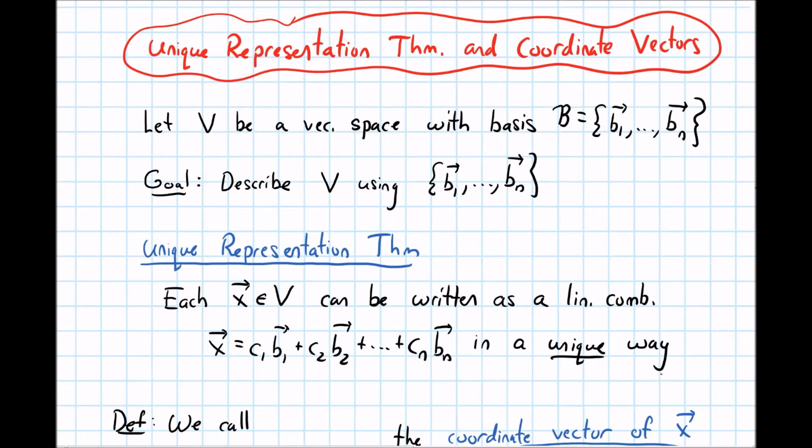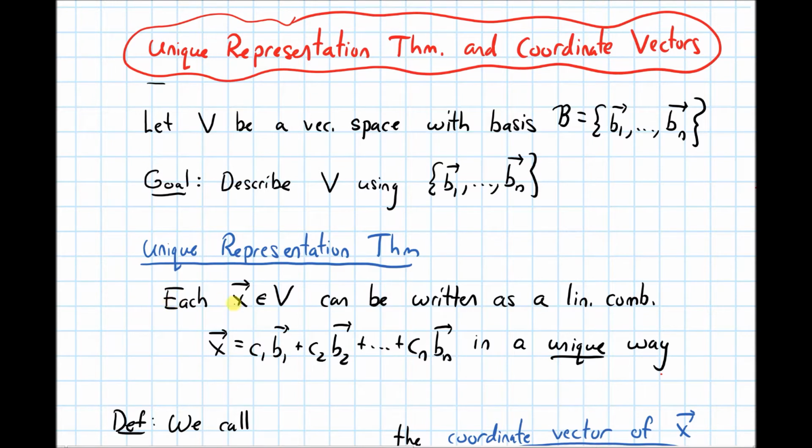In this video, I want to talk about the unique representation theorem and define what coordinate vectors are. Okay, so let me begin with some context. V is some vector space that has a basis B with vectors b1 up until bn in it. Our goal is to have a way to describe my vector space using those basis vectors. The unique representation theorem says the following.